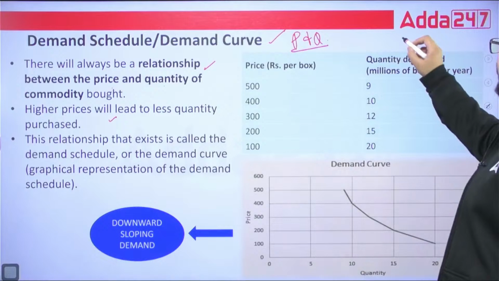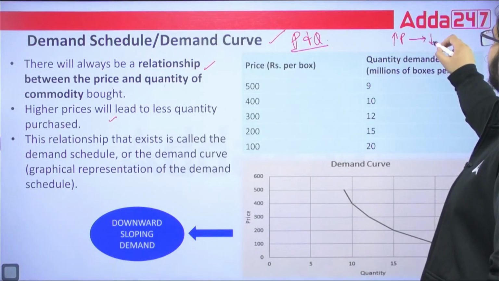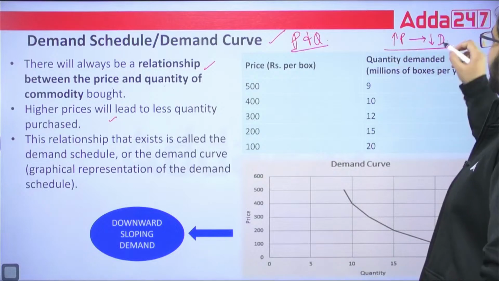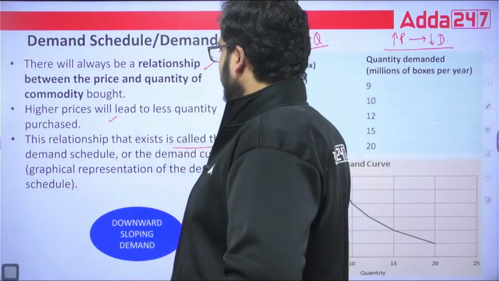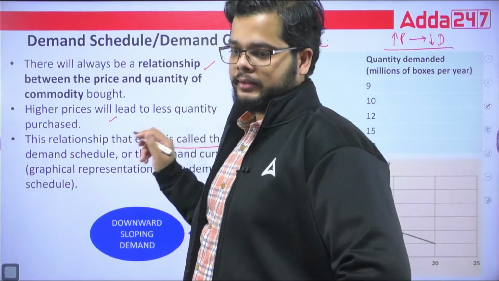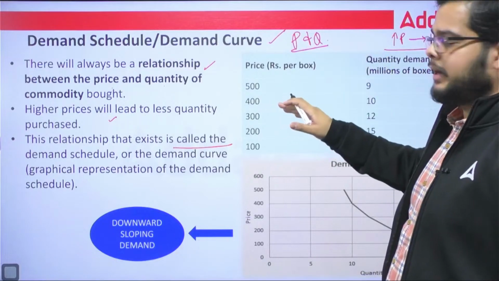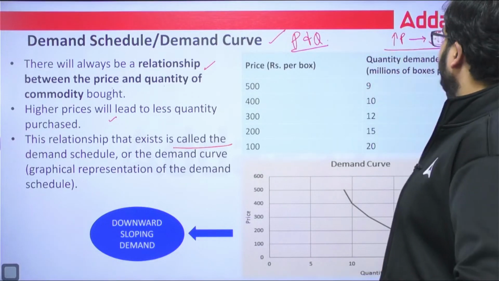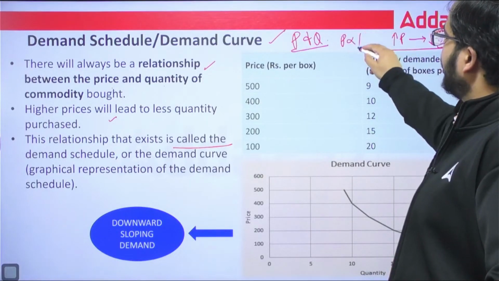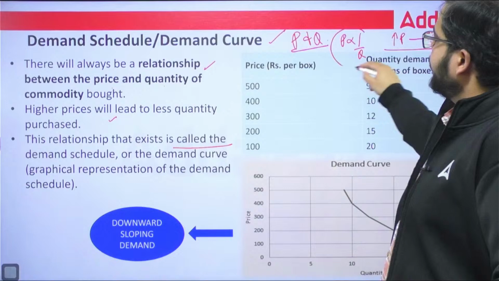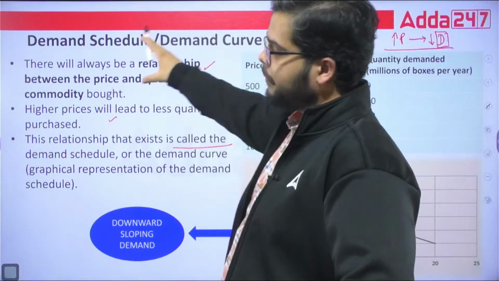Fine. Higher prices will lead to less demand. This relationship that exists is called the demand schedule. This is the inverse relationship, which I just told you in the last slide, that in case of demand, the price and quantity have an inverse relationship. This relationship is nothing but the demand schedule.